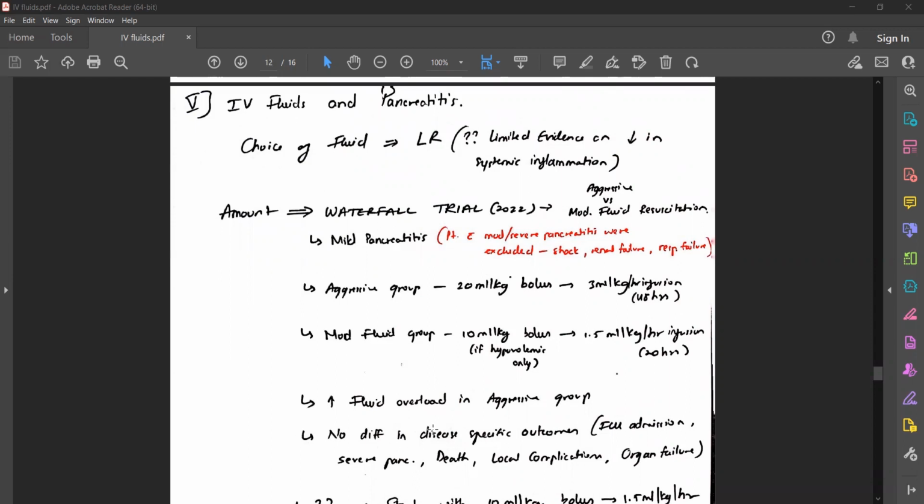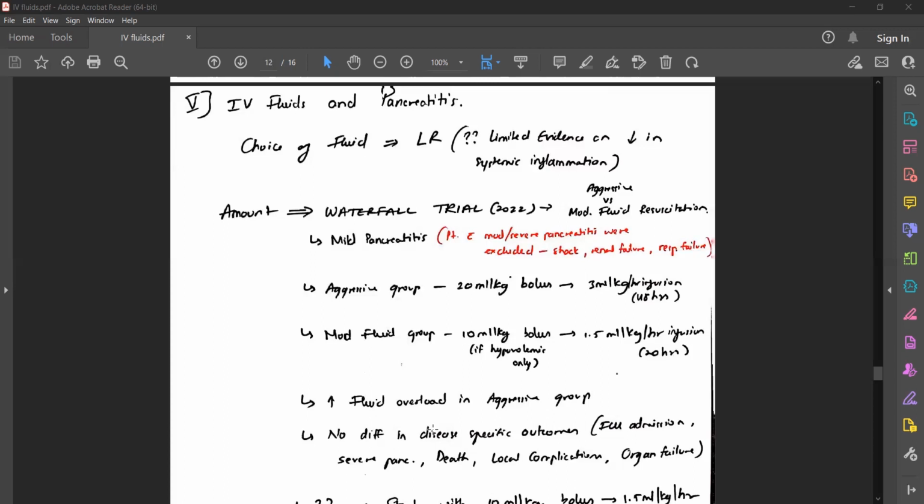Similarly, in pancreatitis, what you have to remember is that the guidelines have changed, and now we use 10 ml per kg of resuscitation fluid. Why is that? It is based on this trial, the WATERFALL trial. So the choice of fluids in pancreatitis, when you admit the patient, you know that one of the main modalities of management in pancreatitis is fluid resuscitation, and the choice of fluids is lactated Ringer's.